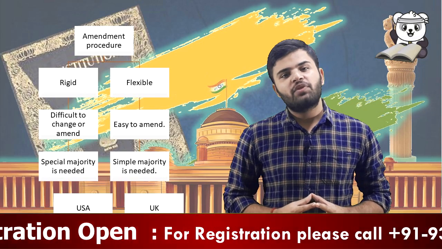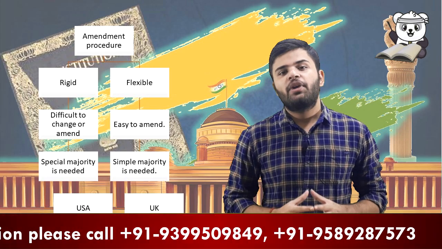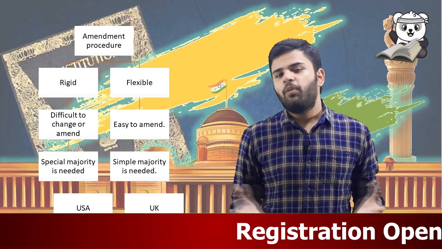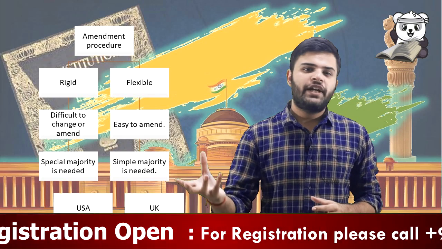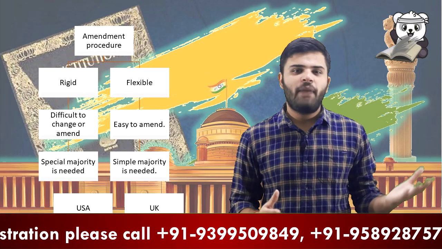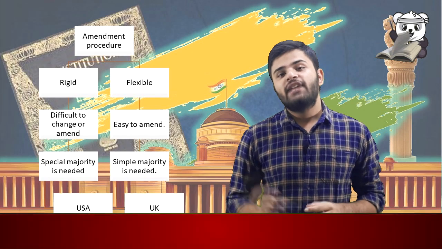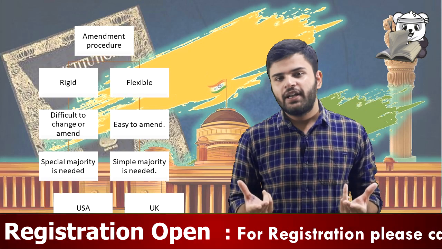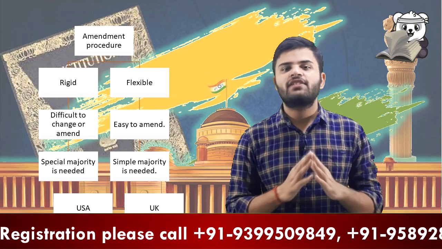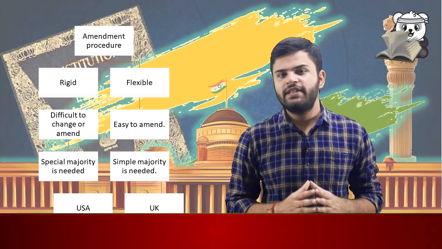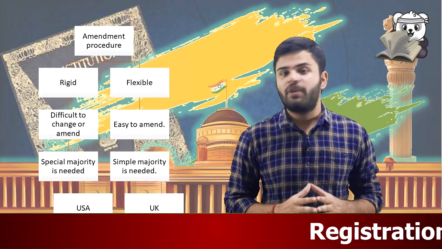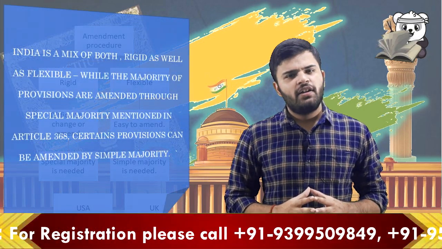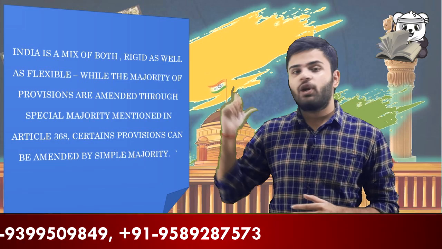Whereas the amending procedure is very easy in United Kingdom because the Parliament of United Kingdom is very powerful. There's a popular saying that Parliament of United Kingdom can do anything except changing a man into a woman. Why? Because it can amend the constitution even by a simple majority. It does not need any kind of special majority. Hence, the classification on the basis of amending procedure is rigid and flexible. What about India? India is a mix of rigid and flexible constitution.